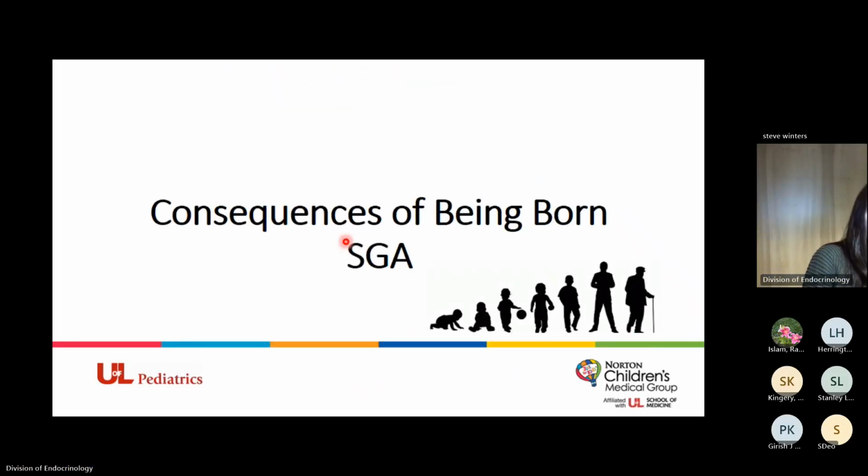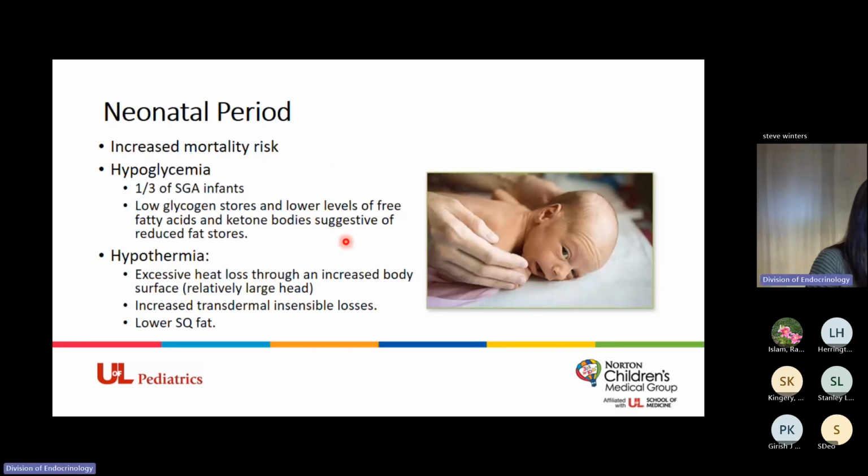All right. Now, we are going to cover some of the consequences of what happens after being born small for gestational age. So in the neonatal period, I feel like we as pediatric endocrinologists very often will get involved and get consulted from the NICU. Babies that are small just have increased risk of mortality. And very, very often, about 30% of the time, they will have hypoglycemia, and that's often why we get involved.